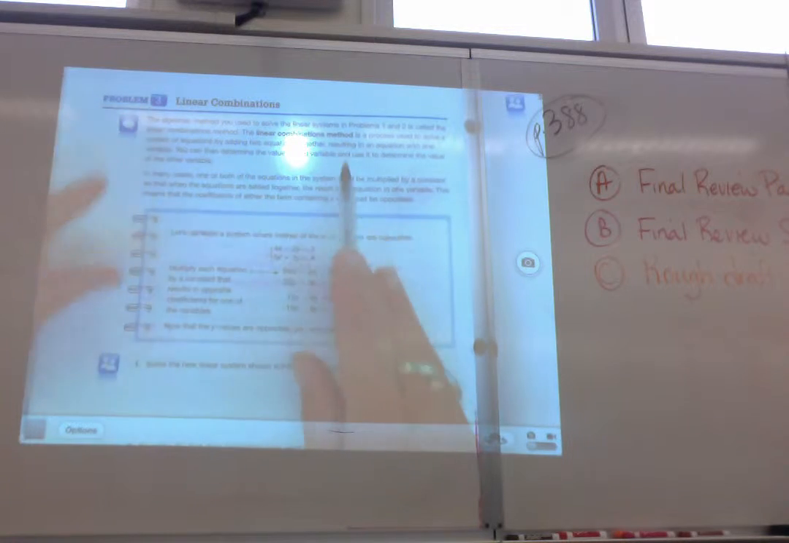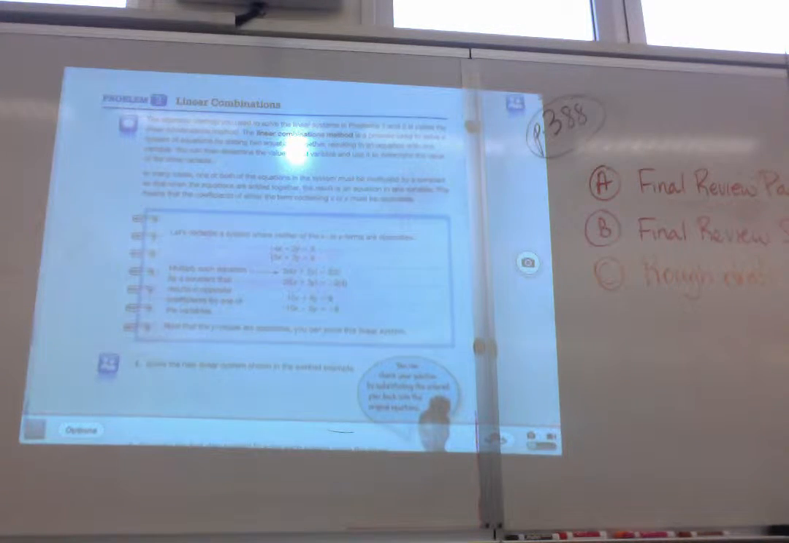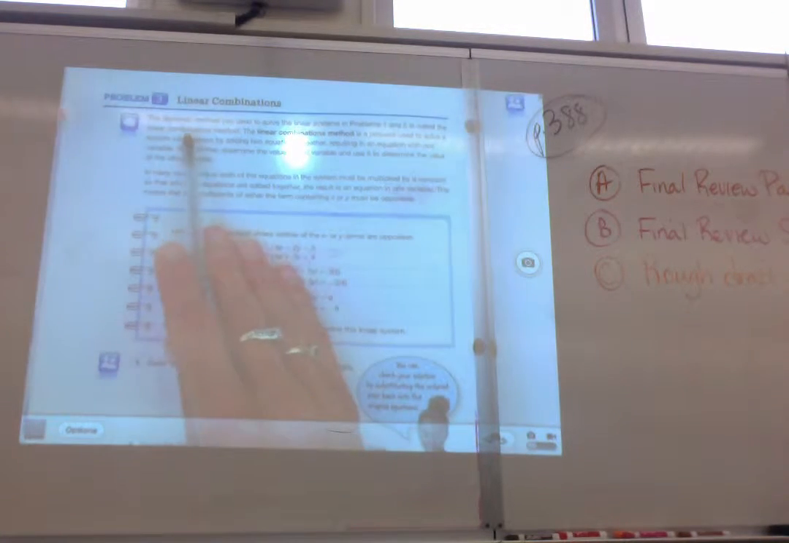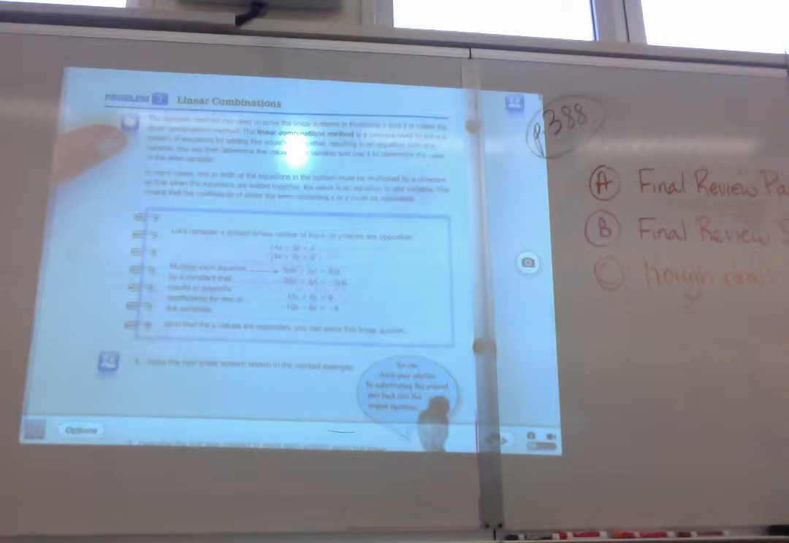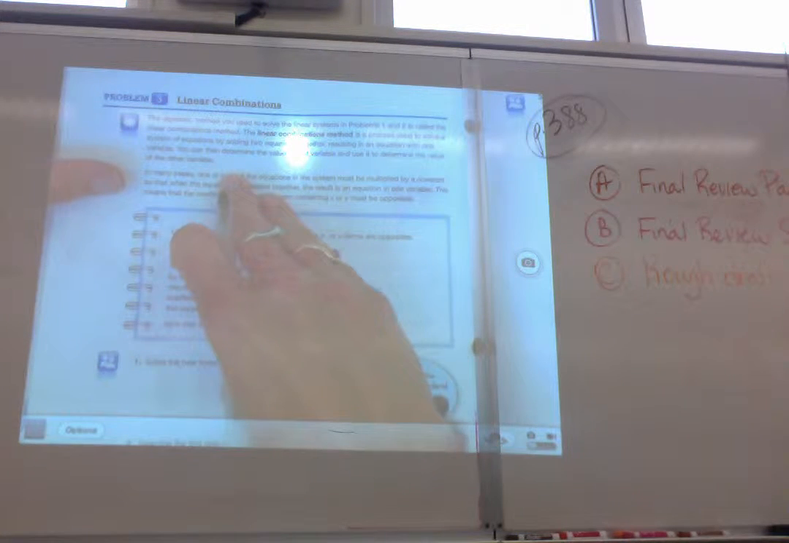Algebraic method. Top of the page 388. Jerry, would you read for us? Oh, you got a mouthful? Still read. Okay, good. I can read.